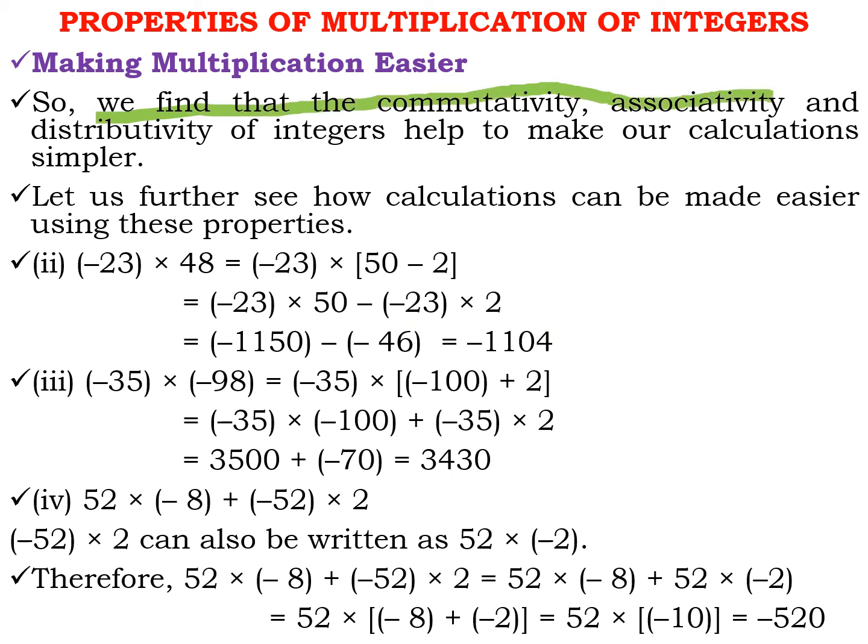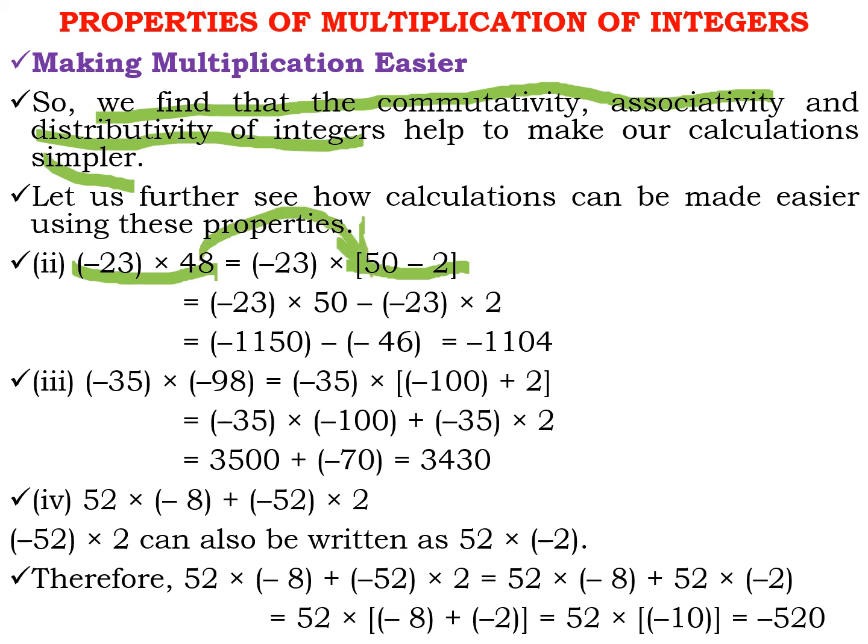Another point, we find that commutativity, associativity and distributivity of integers help to make our calculations simpler. Let us consider one more example. -23 × 48 is equal to -23 × (50 - 2). 48 can be written as 50 - 2.